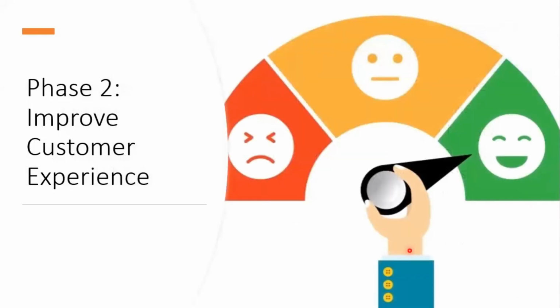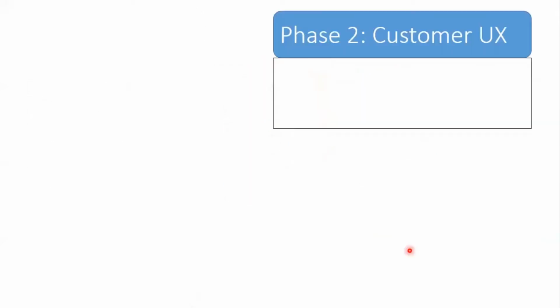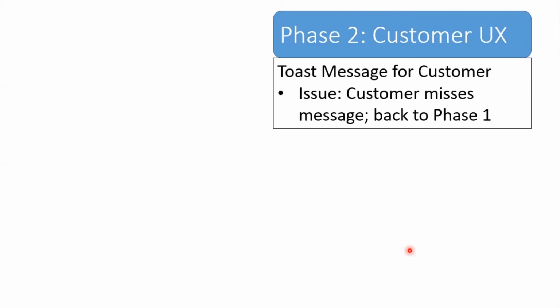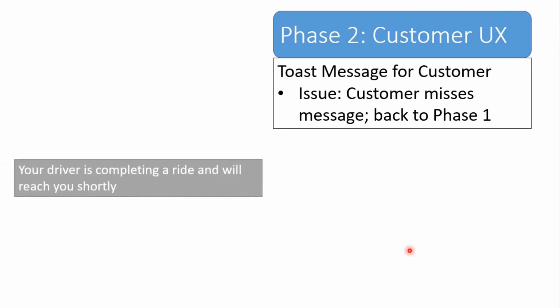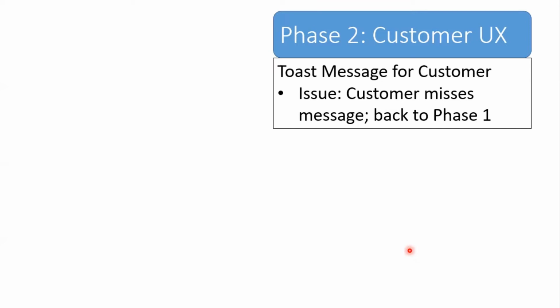Right. So what did we do in phase 2 to iterate and improve the customer's experience? Well, we decided, let's add a toast message for the customer. What's a toast message? A toast message is something that comes up like this, and it just disappears after a few seconds, say for 3 to 5 seconds, right?